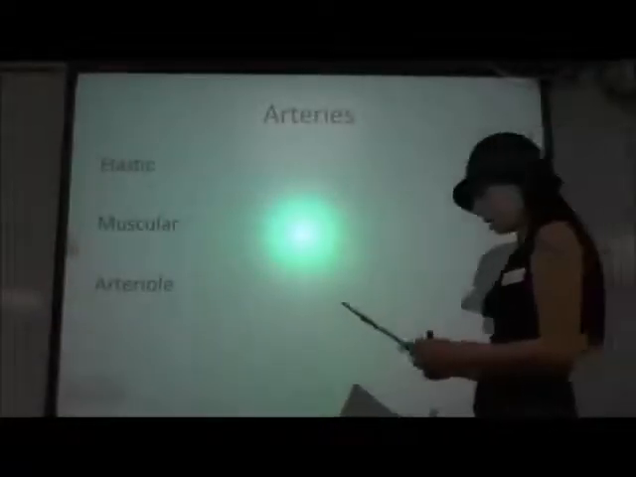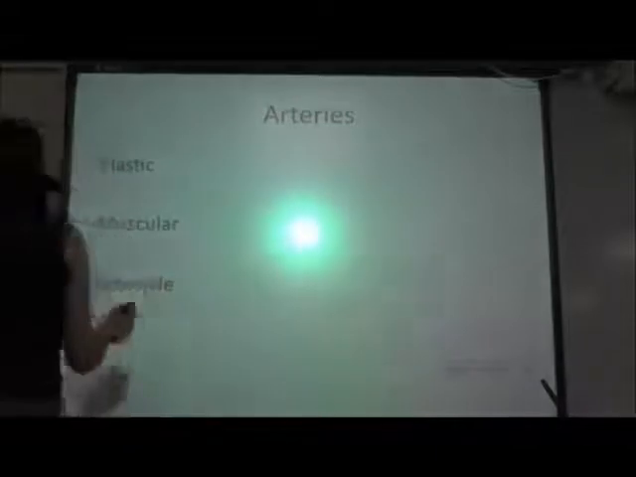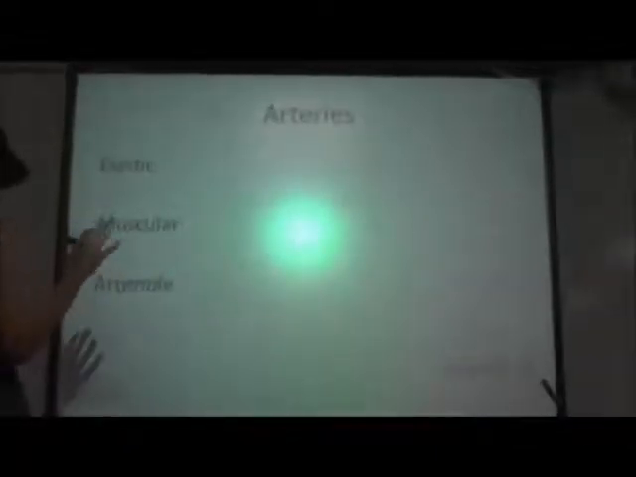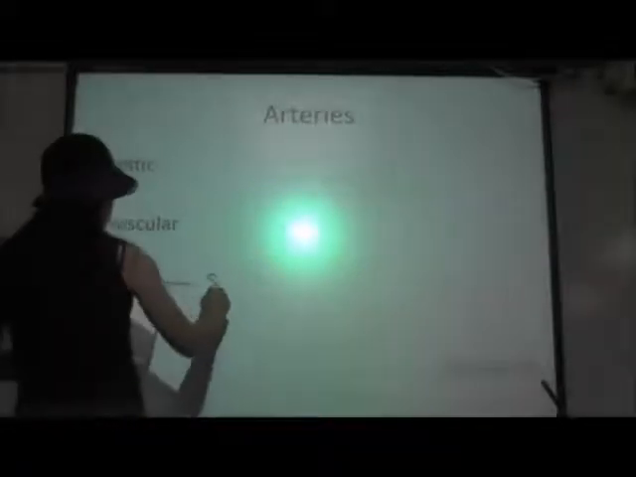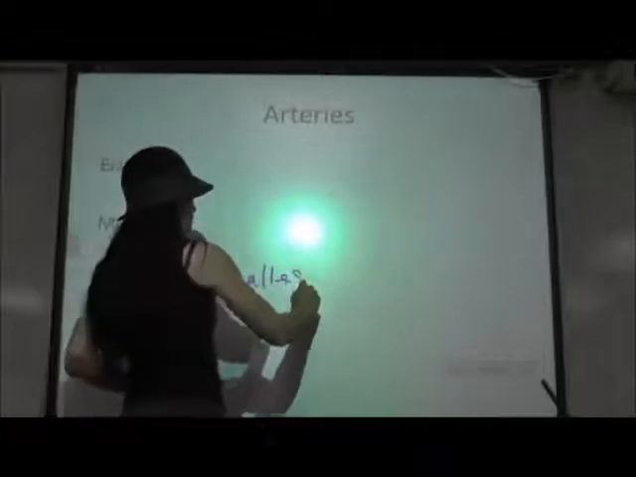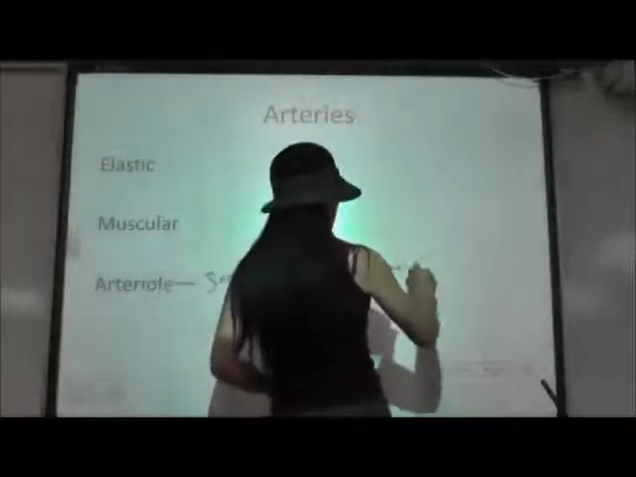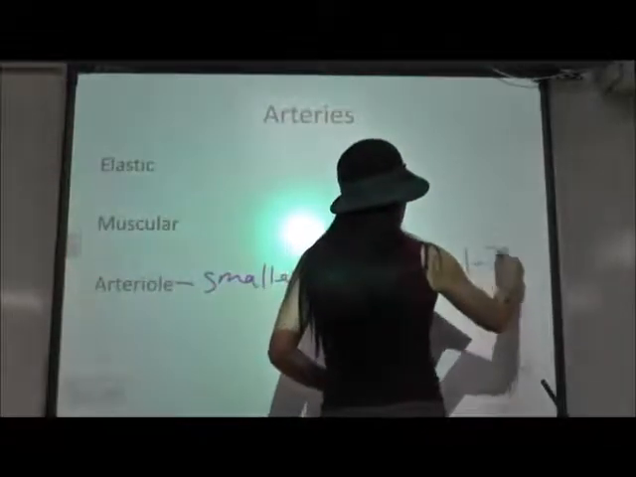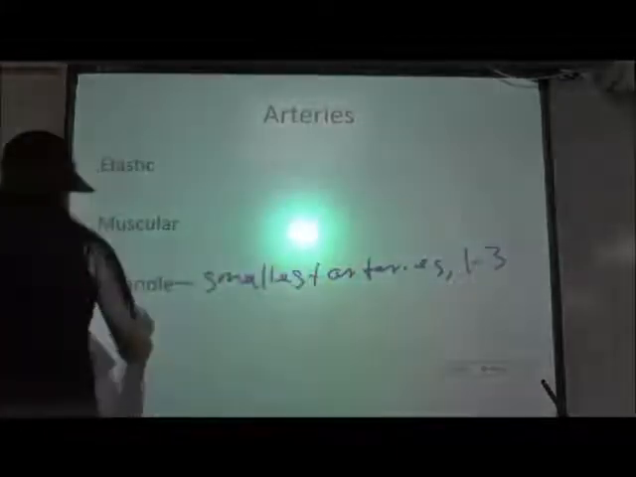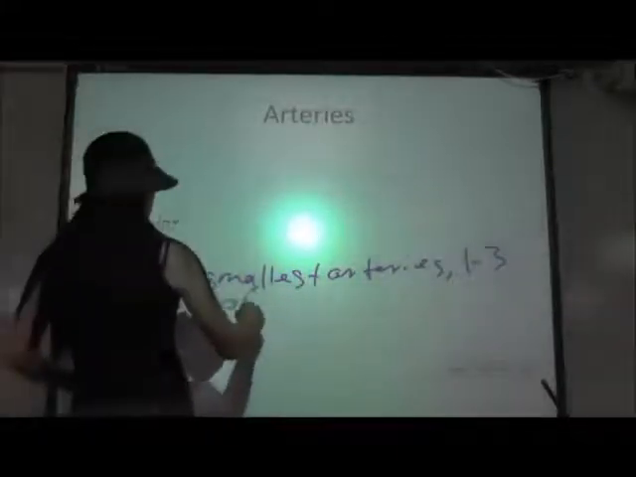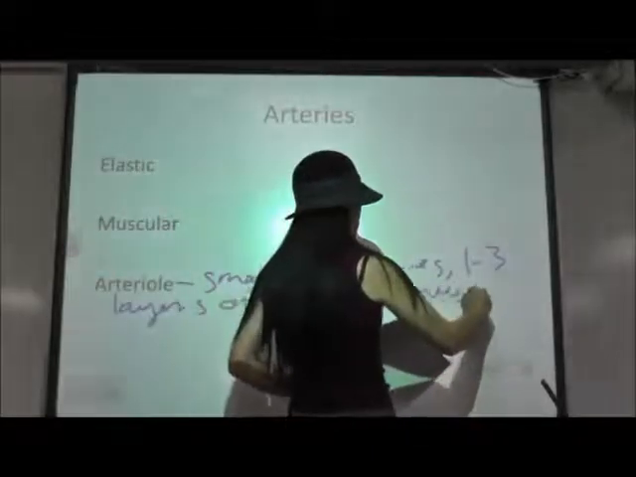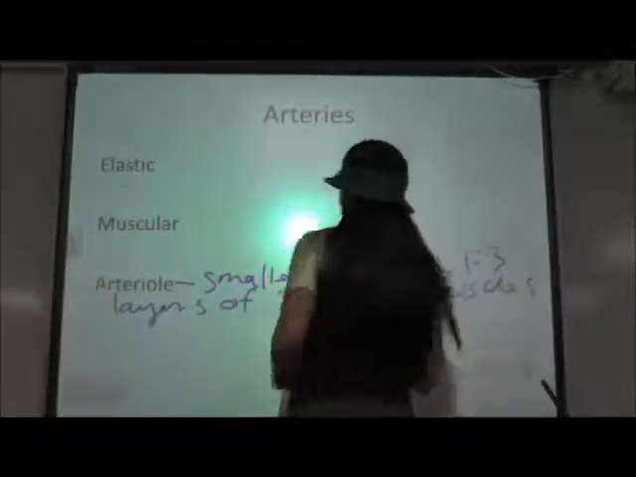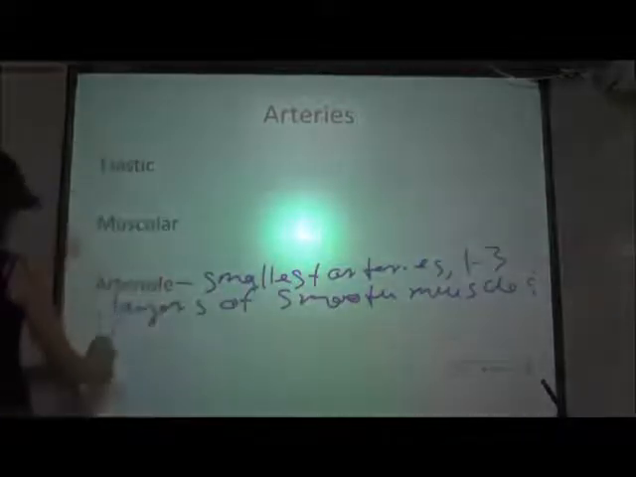These are the smallest arteries, and they are going to be pretty small. They only have 1 to 3 layers of smooth muscle and very little tunica externa. So these are our smallest arteries. They've got 1 to 3 layers of smooth muscle and little to no tunica externa.